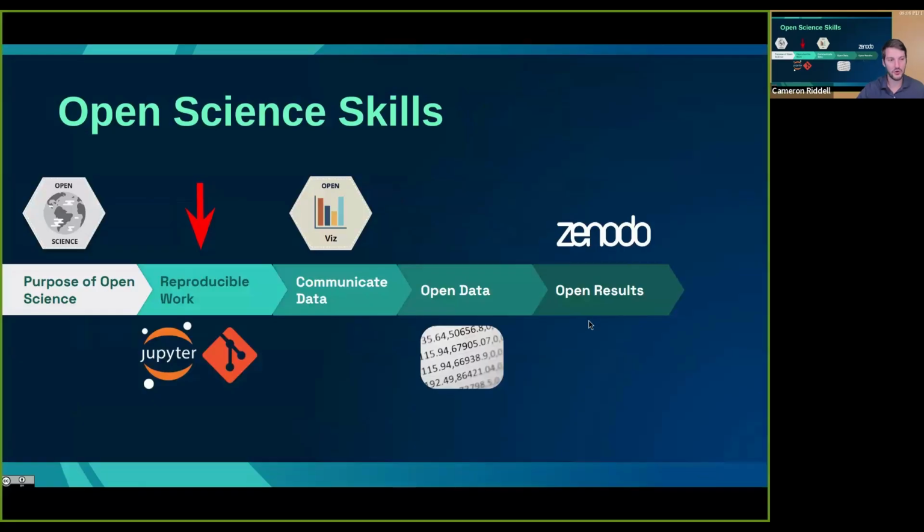But that wraps up our purpose of open science topic. This was designed to give us a breadth of space to explore open science from a conceptual perspective.